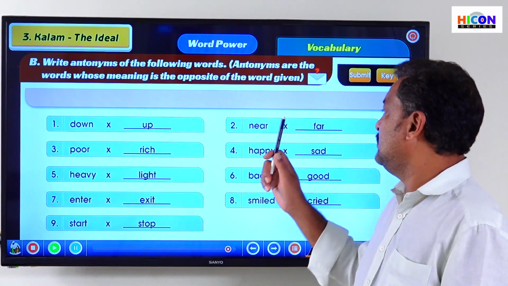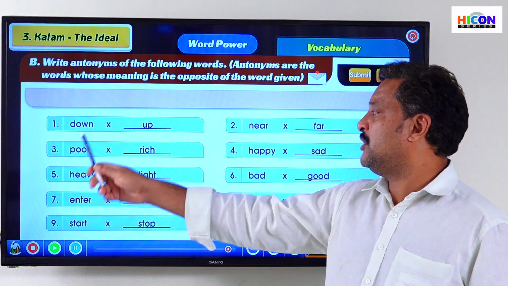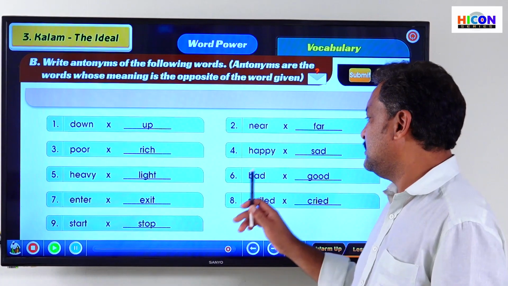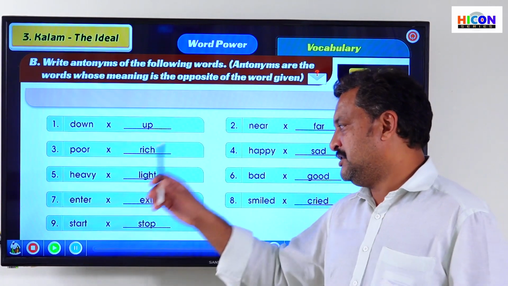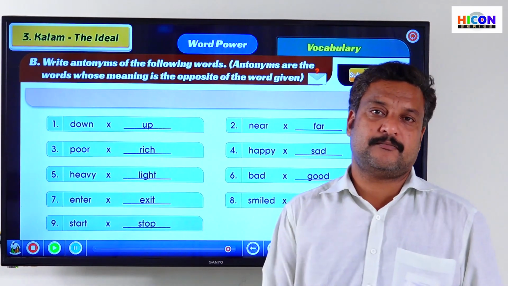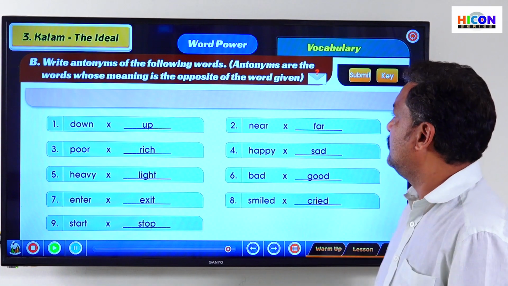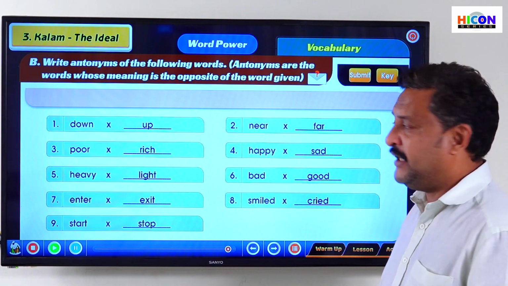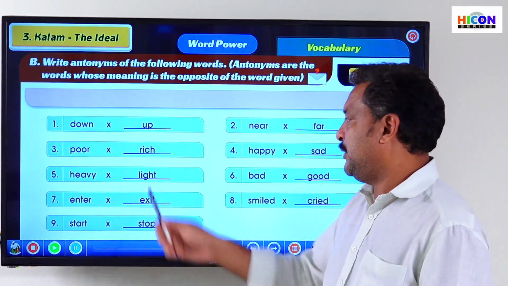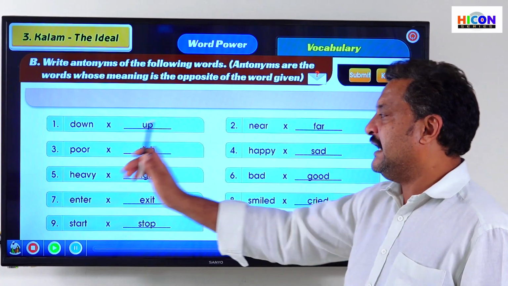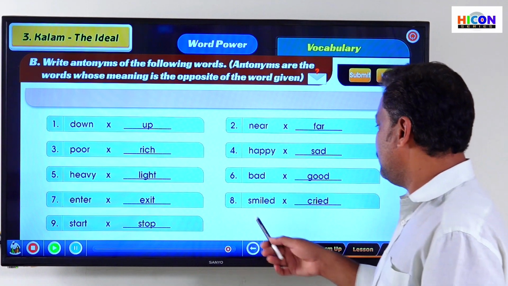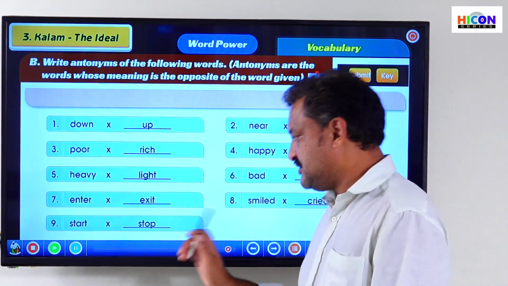Down, up, near, far, poor, rich, happy, sad, heavy, light, bad, good, enter, exit, smiled, cried, start, stop. Right? So we will read it once again. Down, up, near, far, poor, rich, happy, sad, heavy, light, bad, good, enter, exit, smiled, cried, start, stop.